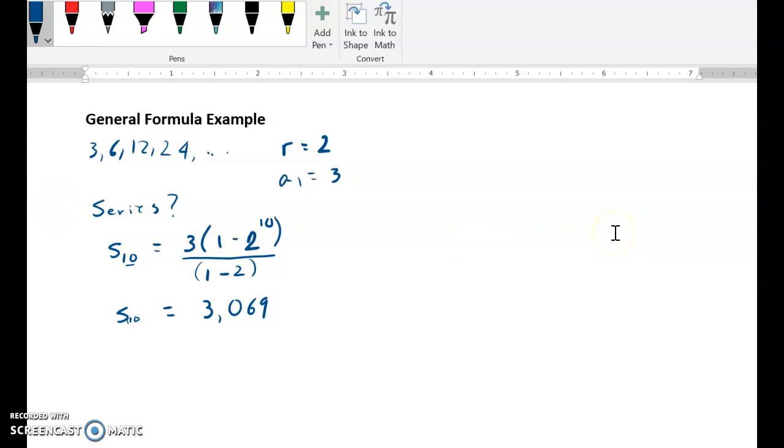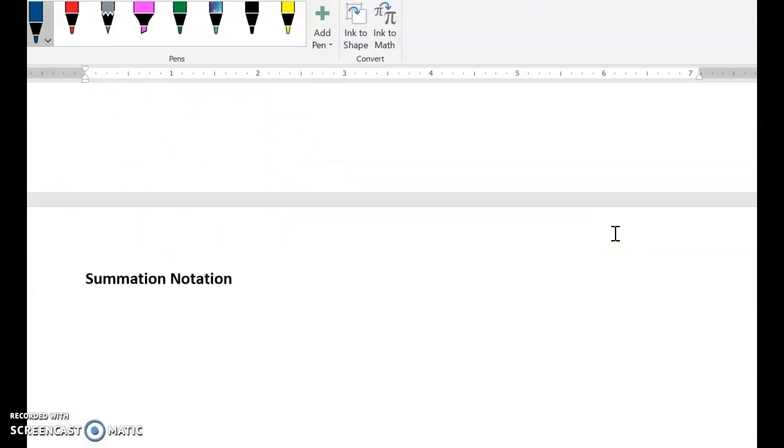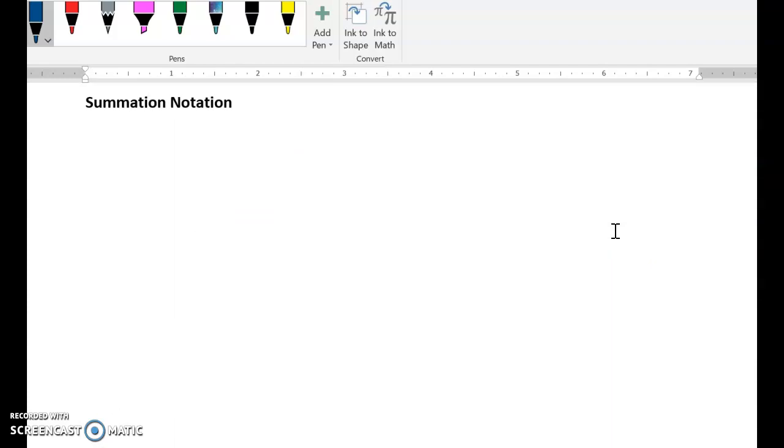Let's take a look at a little bit different way of denoting the same thing, and that's summation notation. So this symbol means to sum up, or the sum of. So in summation notation, we'll have n equals, we're going to start, for this example, at the first term, but you can start at any term, all the way up through the nth term. The format for the formula is A1 times r to the n minus 1.